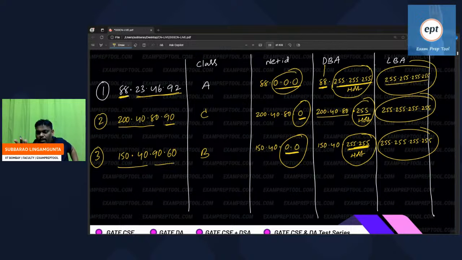In the DBA, I don't touch the network area. Keep the same network as it is, whatever you have. In the host area, I'll keep all ones. Fine?